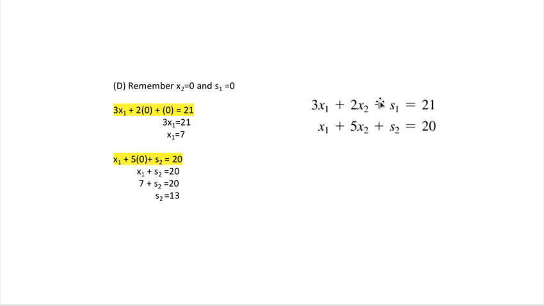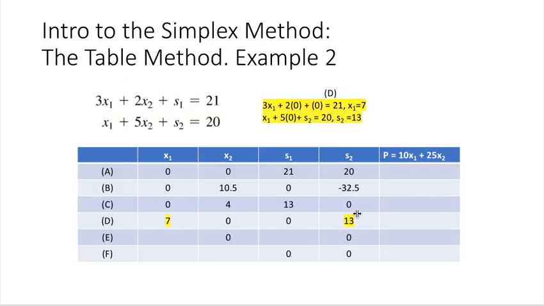I'm plugging 0 for x2, 0 for s1 into these two equations. I solve for x1 first, which is 7. I substitute that into the other equation to find that s2 is equal to 13. And put that in the chart. Row E is next.